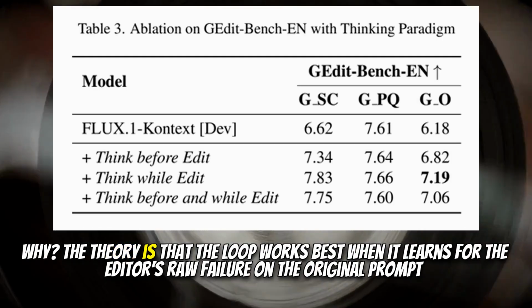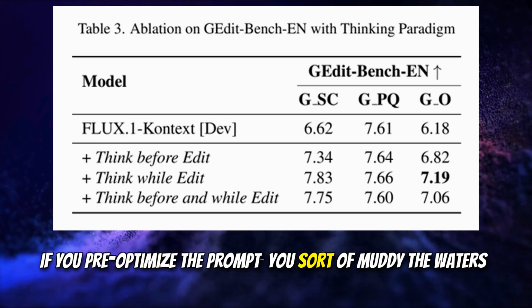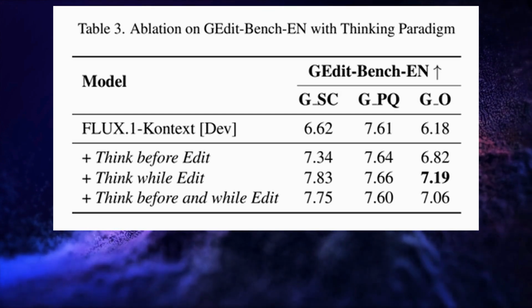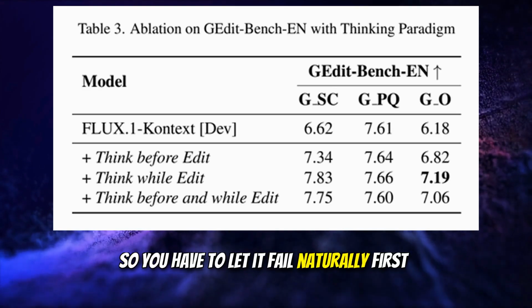Why? The theory is that the loop works best when it learns from the editor's raw failure on the original prompt. If you pre-optimize the prompt, you sort of muddy the waters. The thinker can't as clearly see what part of the original intent caused the failure. Fascinating. So you have to let it fail naturally first.